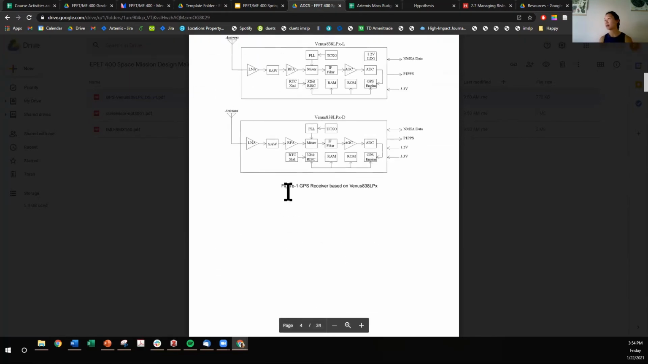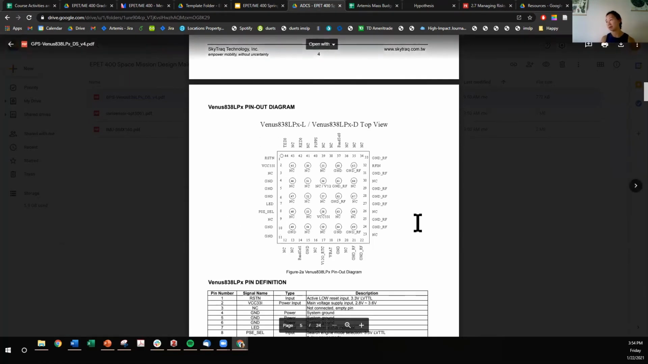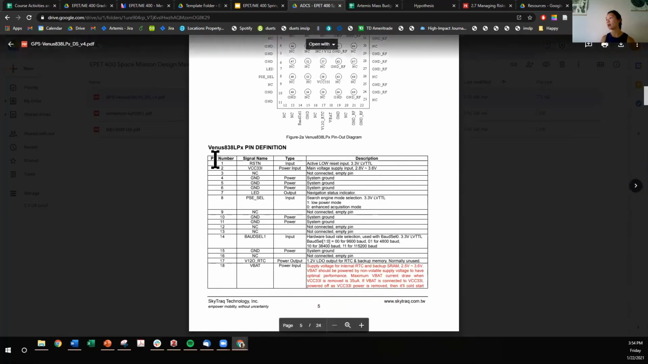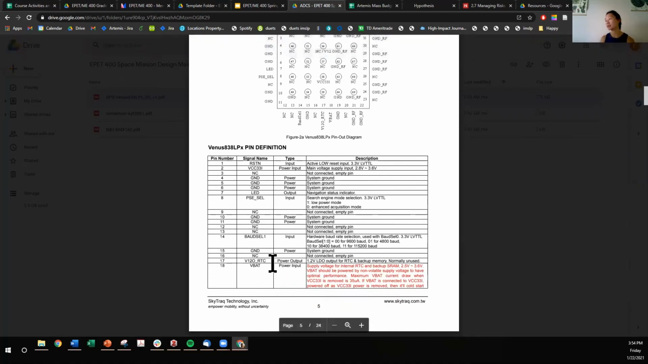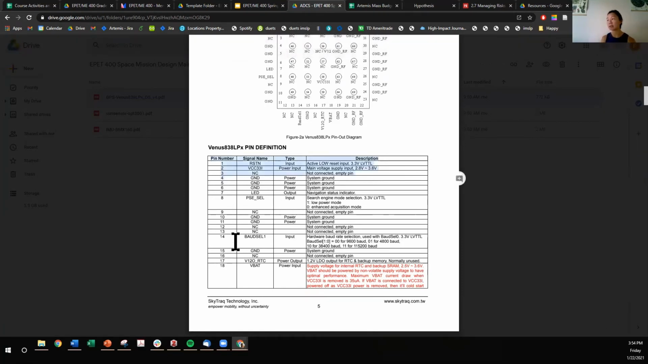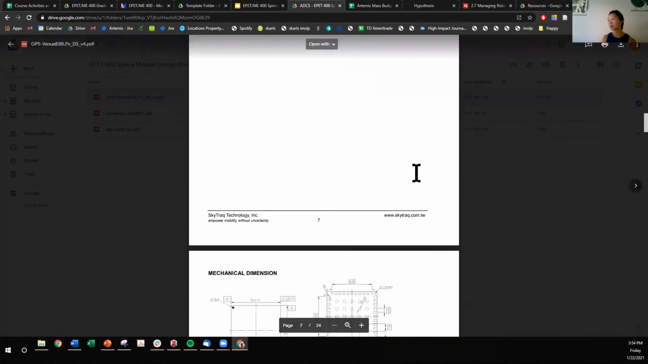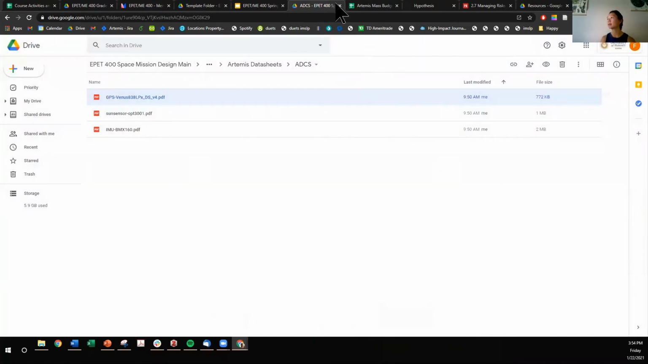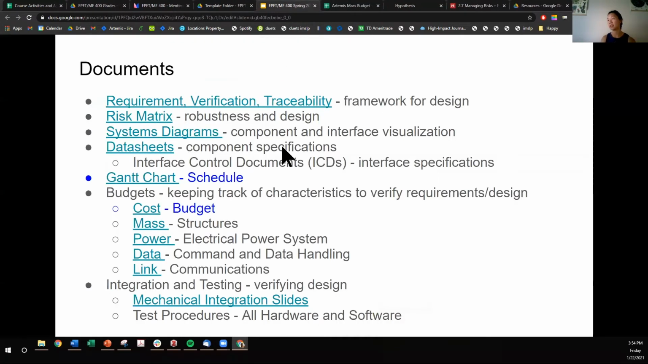So these are really important in getting your component specifications and potentially also getting interface information. For example, the chip has different pins on it, and if you want to attach it to a board, then you need to know what the different signal names associated with the pins are. Okay, so that was just an example of a data sheet. When you're going through your mission design, that is the level of detail that you will have to go through.